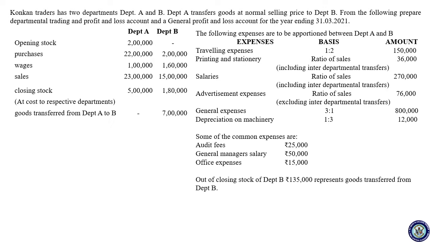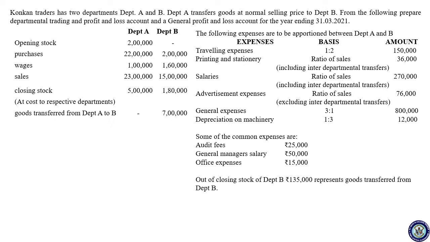Goods transferred from department A to B, 7 lakh. So it is an interdepartmental transfer. It is transferred from department A to B. So B is the receiver, means it is like a purchase for them. Department A is the giver, it is like a sale for them.